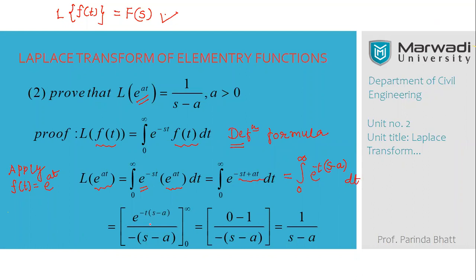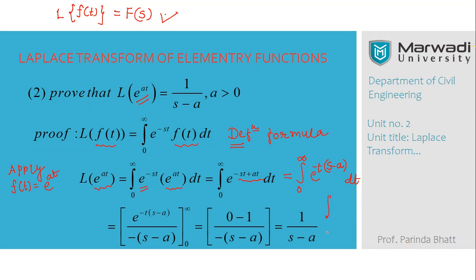Okay. Now we apply this integration. Therefore, the integration of e raised to minus t s minus a, with t coefficient minus s minus a, is e raised to minus t s minus a divided by minus s minus a, because we apply integration over here, and the limits are 0 to infinity.